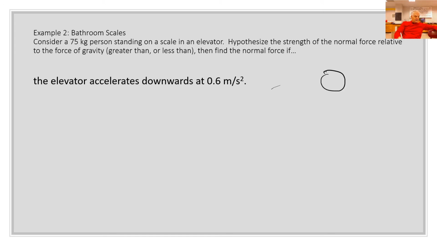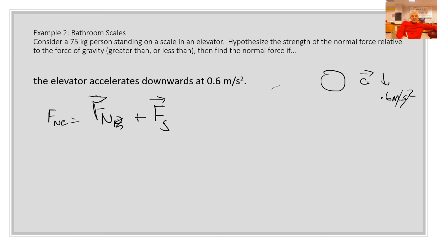So here's my elevator system, if you will. And now the acceleration is going downward at 0.6 meters per second squared. So that means it's going to be a negative force. I'm going to use the same equation, folks. F net is equal to F N, the normal force, plus the force of gravity, right? Now, note, these have to add up to 0, right? Positive and negative. Well, actually, that's not completely true. The net force has to add up to 0.